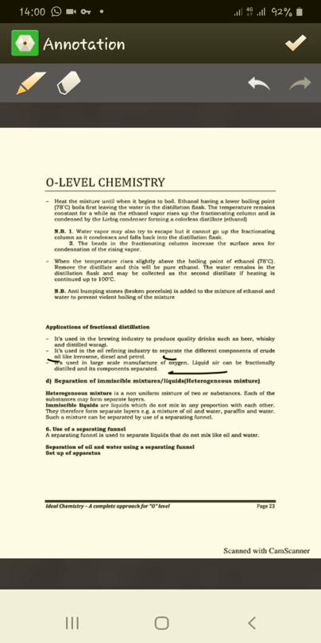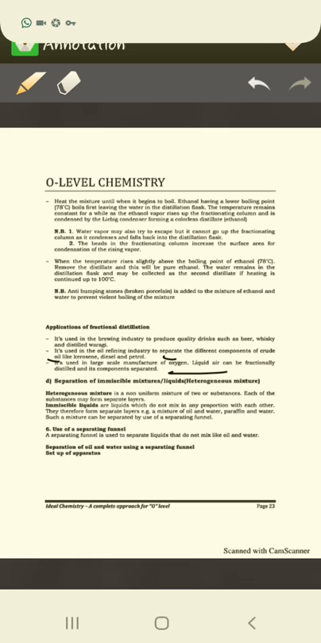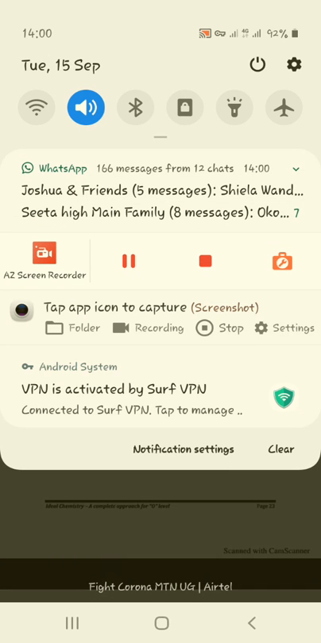So let me stop there. Then you go through the notes, read and understand. Then on Friday, I will give you an assignment on what I have taken you through.